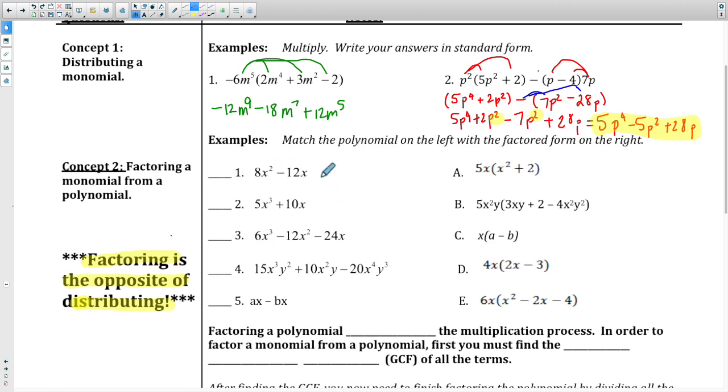So for instance, for this first example, I can see there's an x on both of these terms, so I can factor out an x. And I also know that 4 goes into 8 and 4 goes into 12, so it also can be factored out. So my GCF here is 4x.